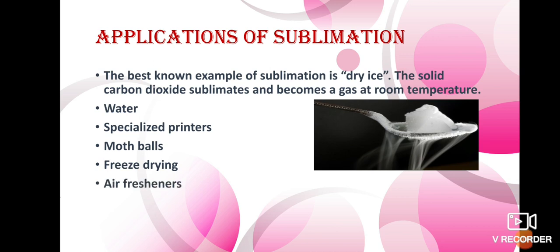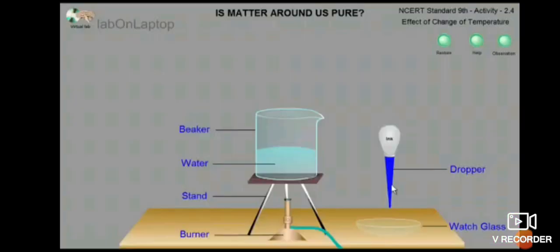Air fresheners. Nowadays we are using air fresheners in our washrooms, like Odonil. In air fresheners, the solid naphthalene balls or something similar are directly converting into the gaseous state. We can smell it. Okay, these are the applications of sublimation. Only a few applications are given here. You can search in other books also and you will get more applications. Okay, students.